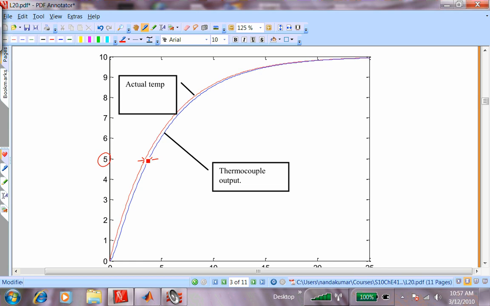Is this the same as the transportation lag? Transportation lag. You know what a transportation lag is? Yeah. That's right. So that is the time delay that it takes to get through the pipe, and the transportation lag has a transfer function e to the power minus tau d S. Okay. So my question was, is this the same as the transportation lag, and what is the answer?